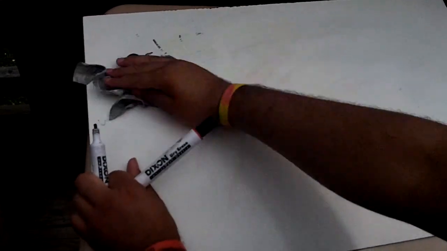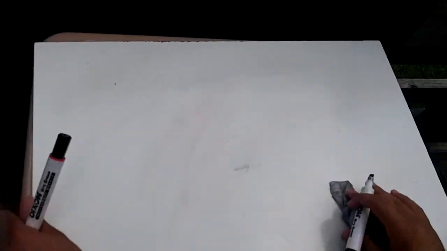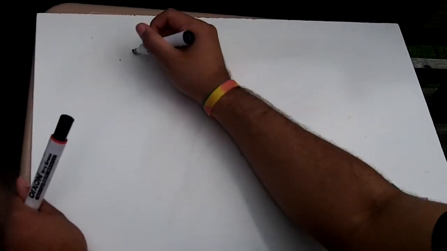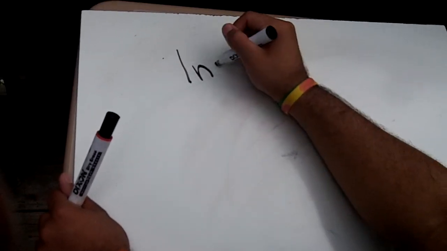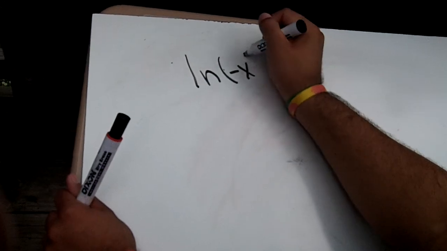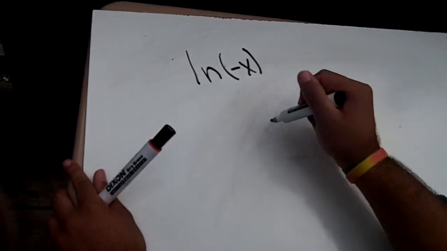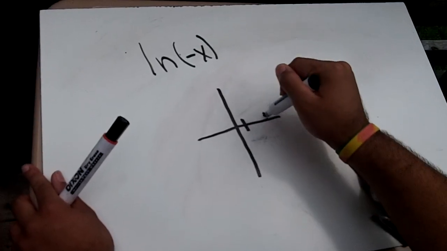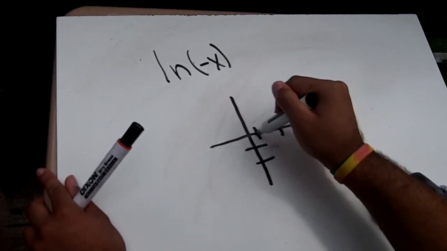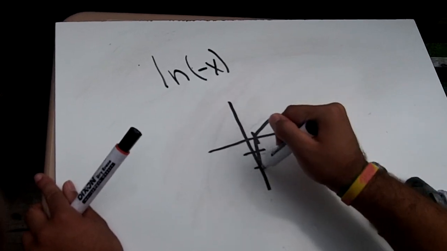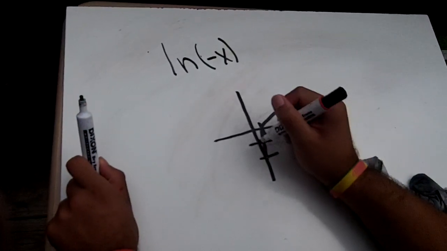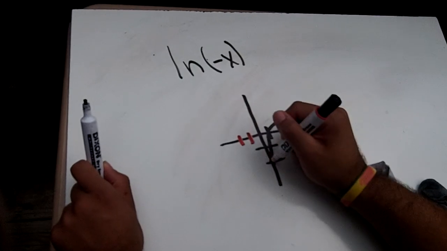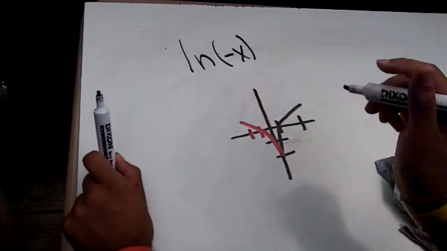Okay, now to flip it horizontally, you add a negative in front of the x. So you'll write it out like this. And that's going to come out to look like this. That's the original graph right here. And once you flip it horizontally, it's going to look like this. And that basically wraps up the function of log.